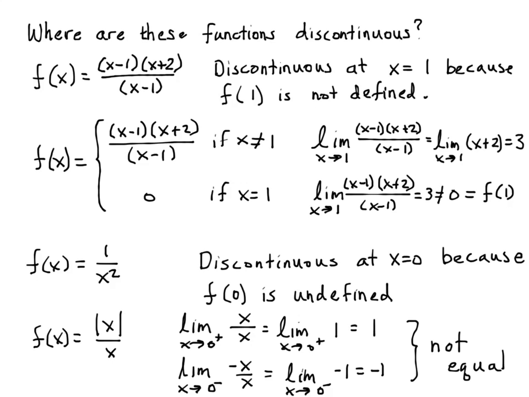And so, since these are not equal, we don't have a continuous function at x equals 0 on this thing, even though generally we think of the absolute value as being continuous.